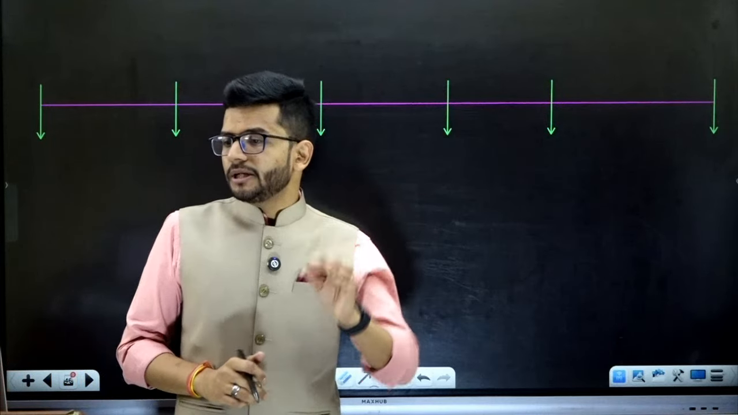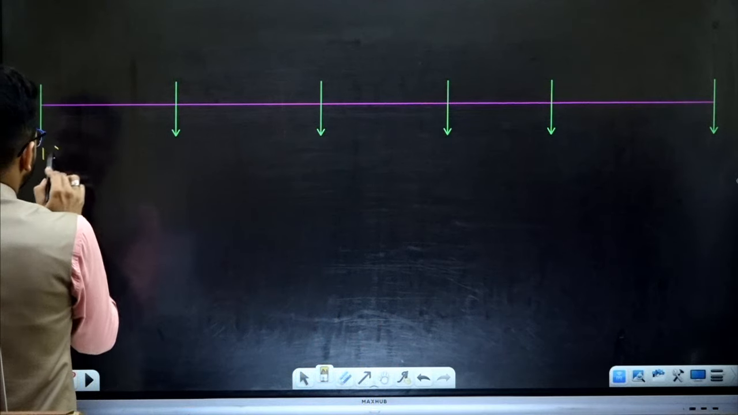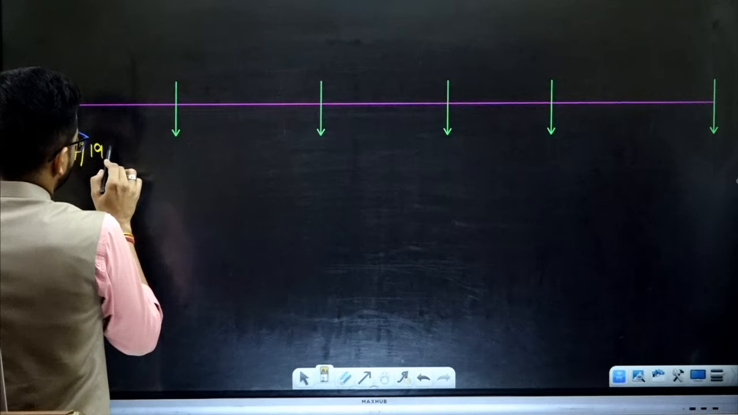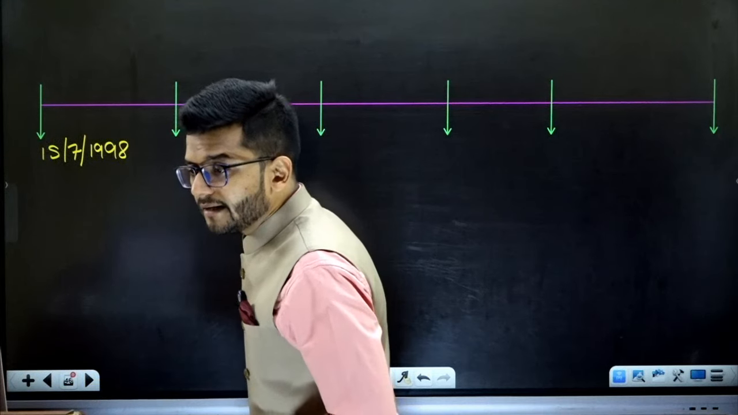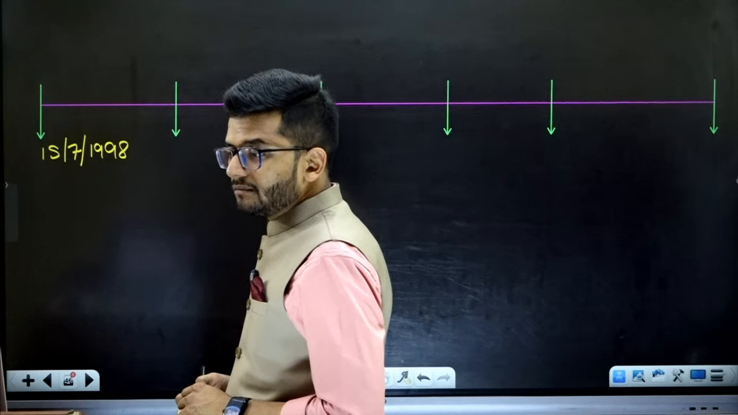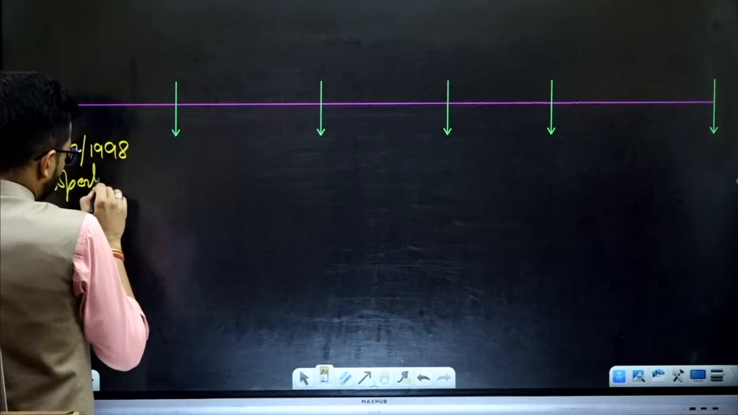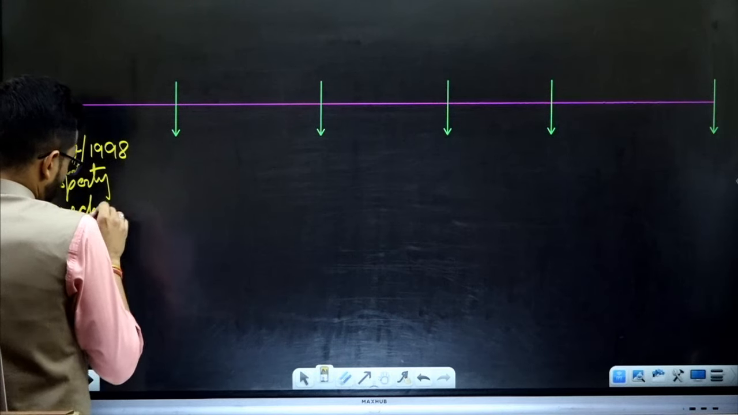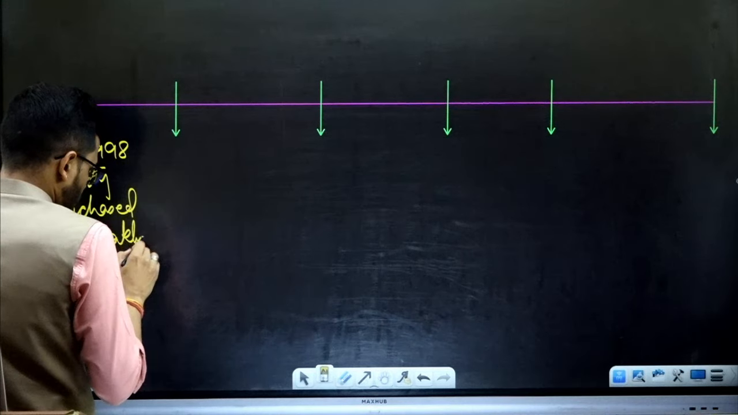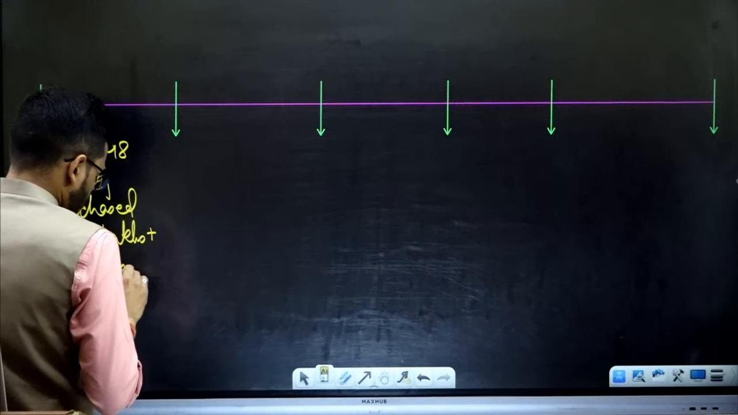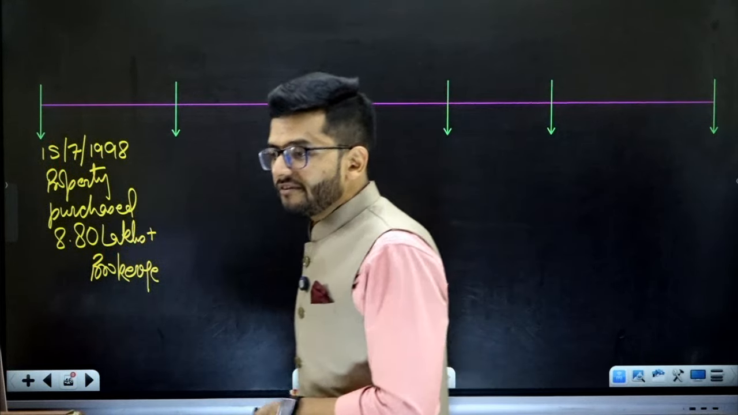All right, the property. First of all, the property has been purchased when? 15 July 1998. So the first date that I'm going to write is 15 July 1998. Property has been purchased at the value of 8,80,000, plus some bit of brokerage has also been paid. So this is the purchase which has been done on 15 July 1998.